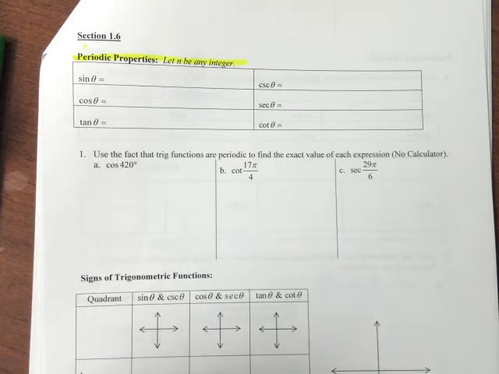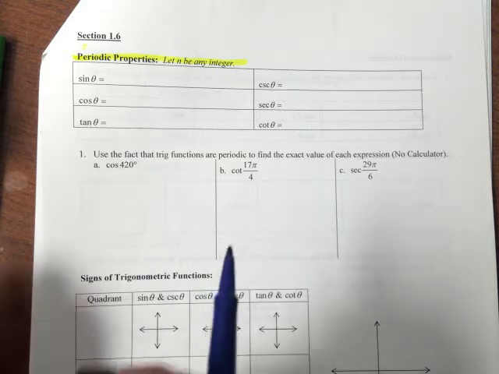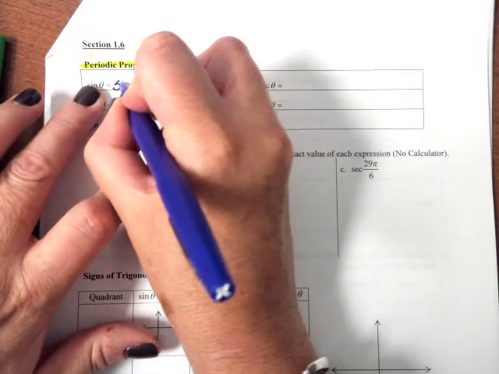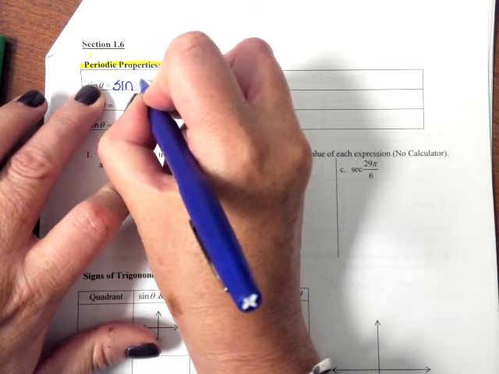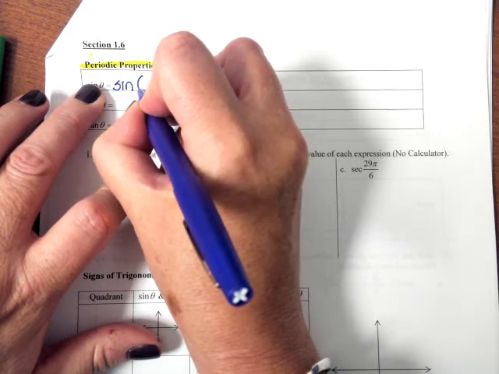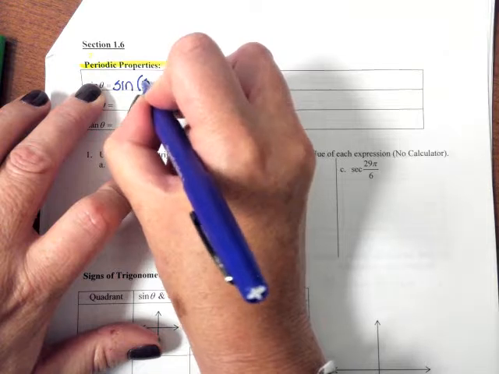For example, think about months. Months have a period of 1 year because after 1 year, the months begin repeating themselves. So just like these 6 trig functions, they also have a certain period at which they become repetitive. So for sine, we can say that the sine of theta is going to become repetitive after 360 degrees.